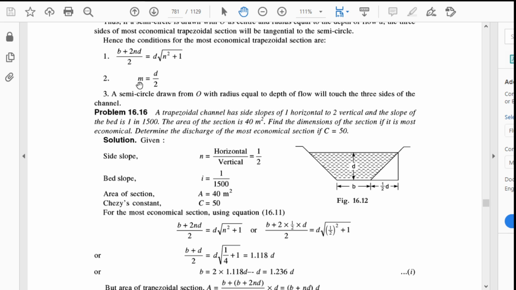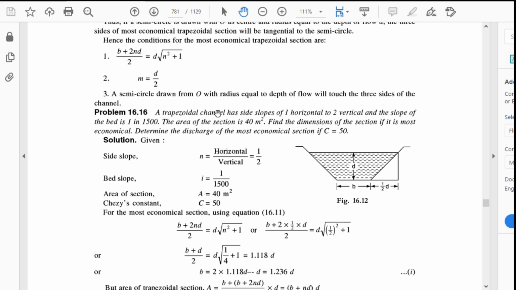Second is hydraulic radius or hydraulic mean depth should be equal to half of the depth of flow. This d is nothing but your depth of flow. So whenever you are calculating the hydraulic radius or hydraulic mean depth, that mean depth or that radius should be equal to half of your depth of flow.